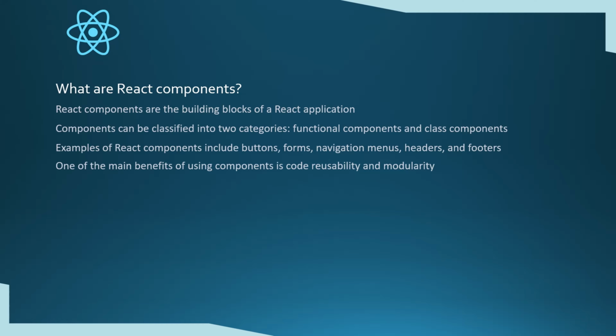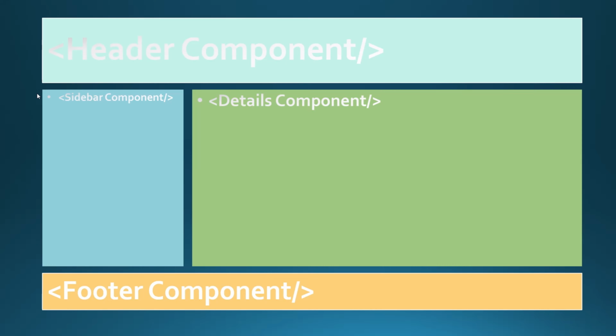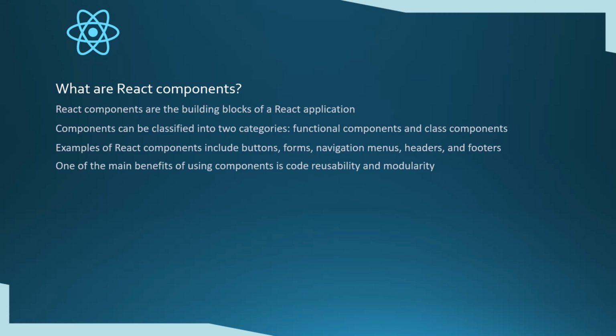Functional components are stateless and rely on props to render UI elements, while class components are stateful and can use lifecycle methods and internal state to manage their behavior. Examples of React components include buttons, forms, navigation menus, headers, and footers. This is an example of a React application where you can see a header component, sidebar component, detail component, and footer component. These components can be reused throughout an application to improve consistency and efficiency.